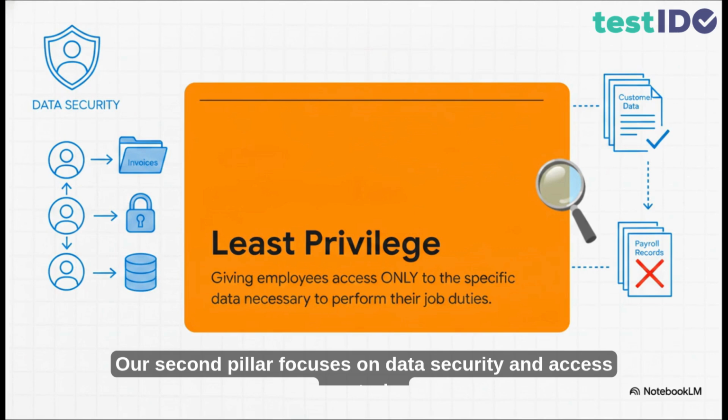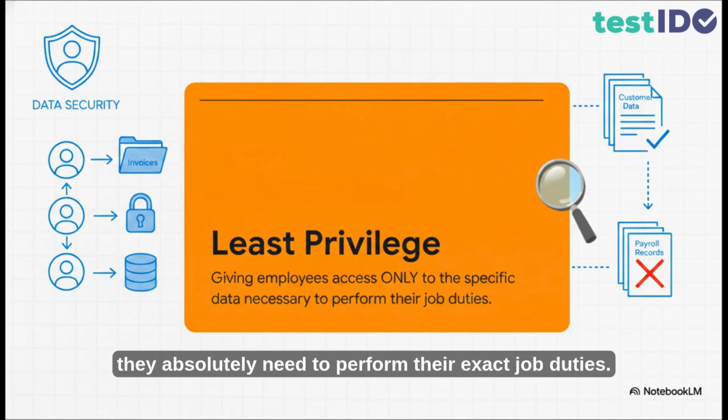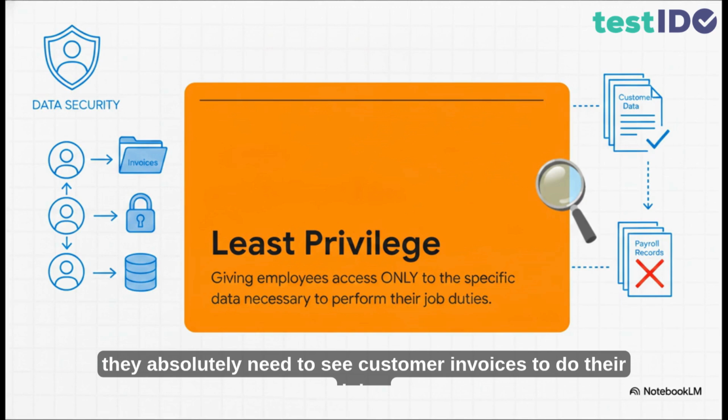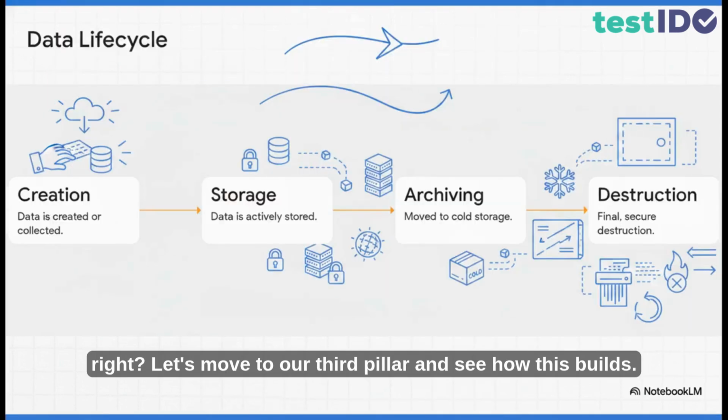Our second pillar focuses on data security and access controls, and the fundamental rule you need to know here is the principle of least privilege. This basically means giving employees access only to the specific data they absolutely need to perform their exact job duties. We usually implement this through role-based access control. So, as an example, your accounts receivable specialist. They absolutely need to see customer invoices to do their jobs, but they have absolutely no business looking at confidential executive payroll records, right?